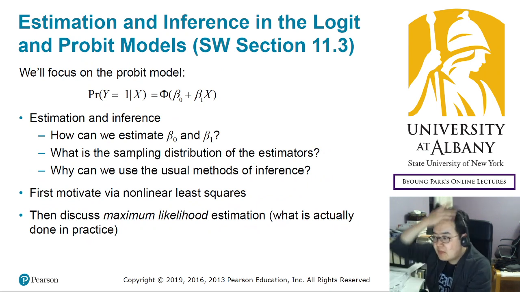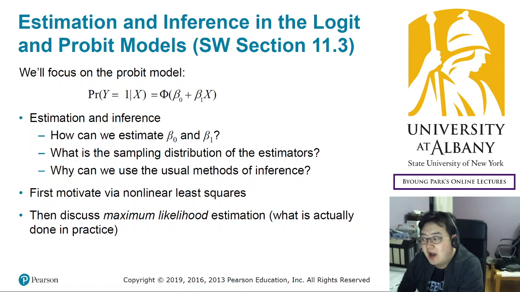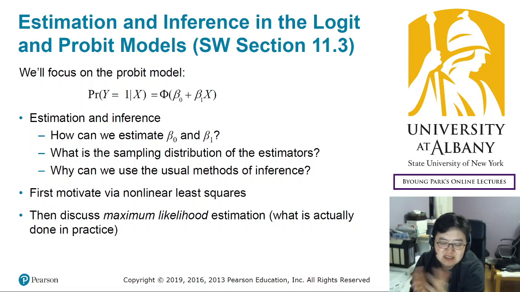Okay, I explained how the probit or the logit model works, and the mechanism is explained. Then the next question is, how can we estimate them? The linear regression model was estimated by the OLS method, ordinary least squares. It minimizes the sum of squared residuals, but in this case, now we are predicting the probability.